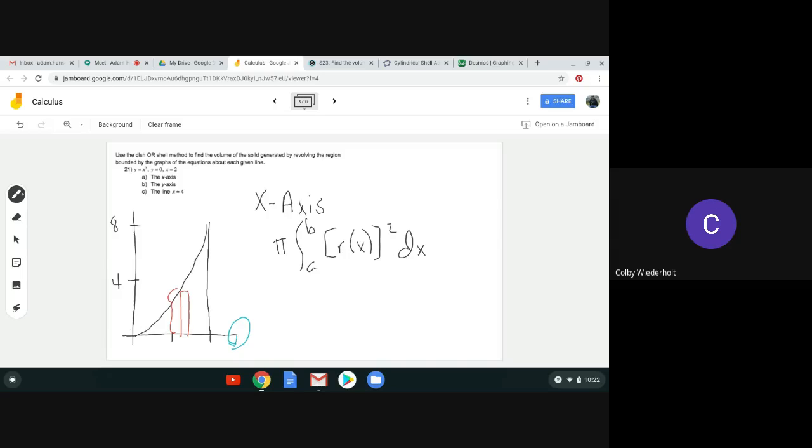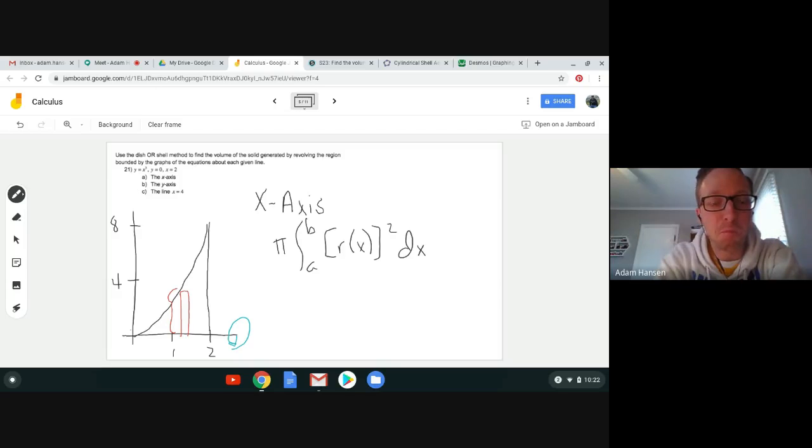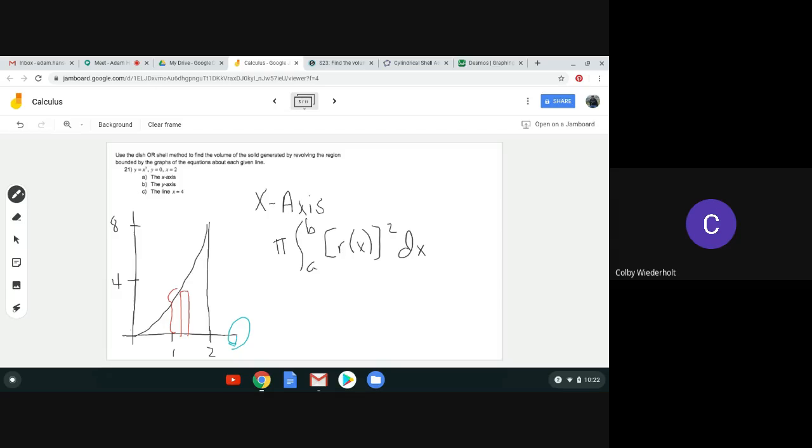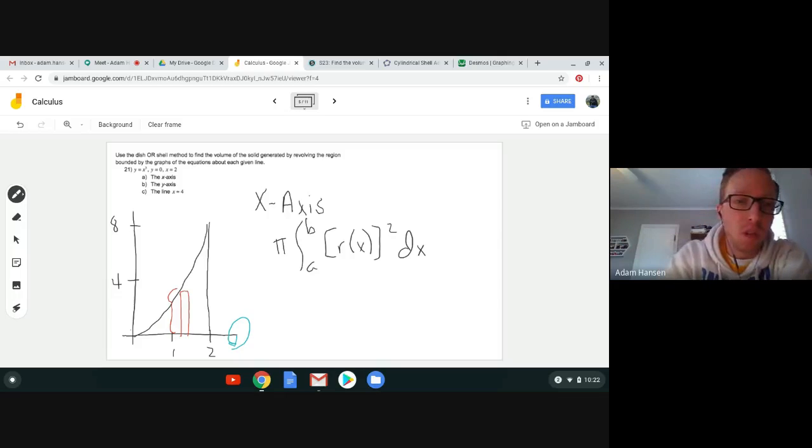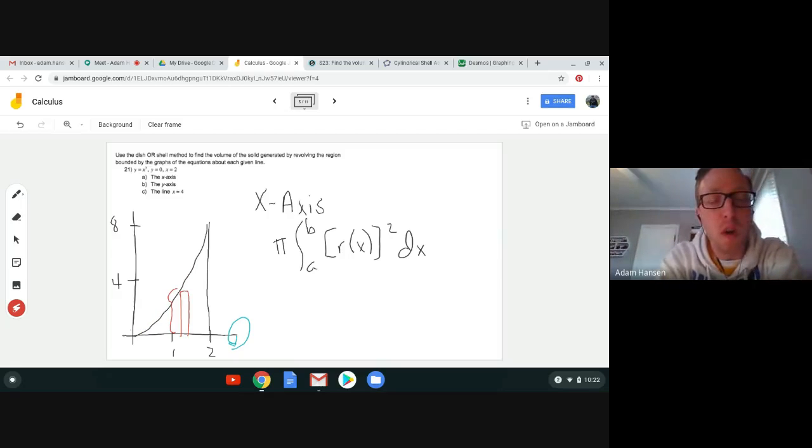Is it x minus 2? Nope, not quite. I took a guess. Is it y equals x cubed? It would be x cubed. Any point on this curve can be found by taking the x value and plugging it into your equation, y equals x cubed. So the height or radius in this case would be found using x cubed for x values between 0 and 2.